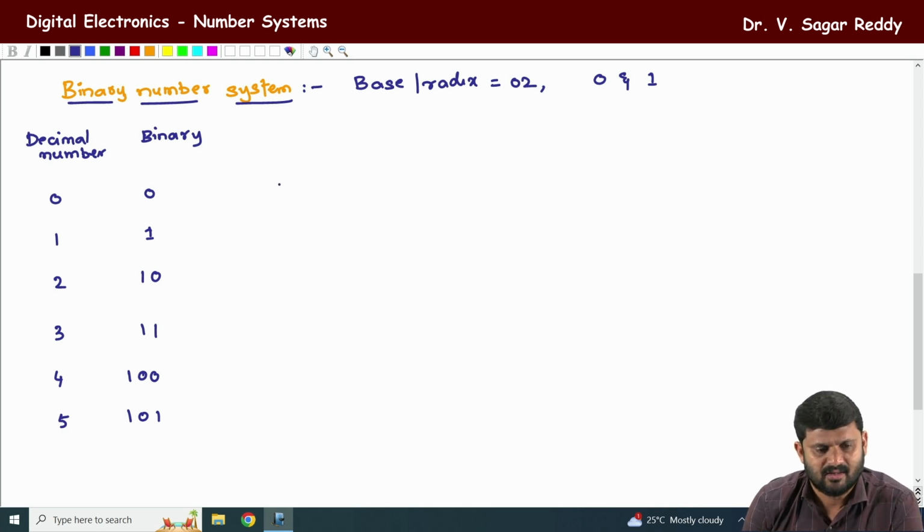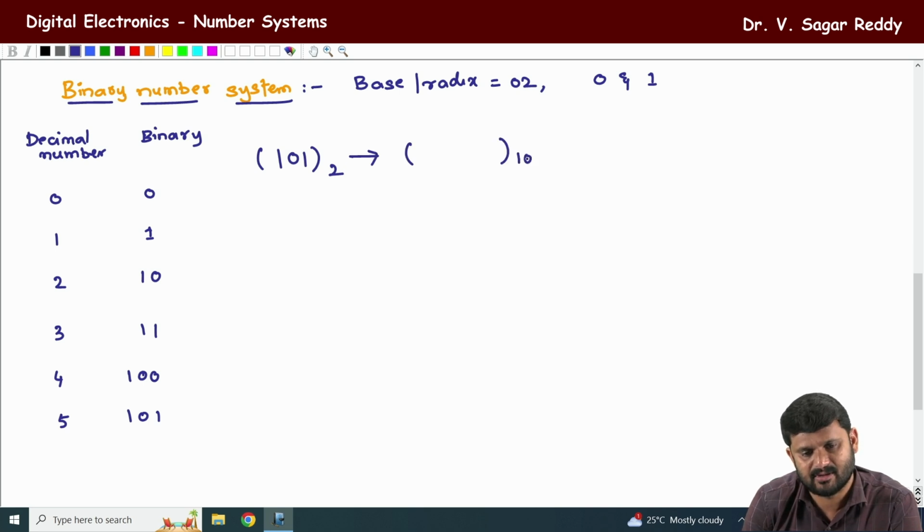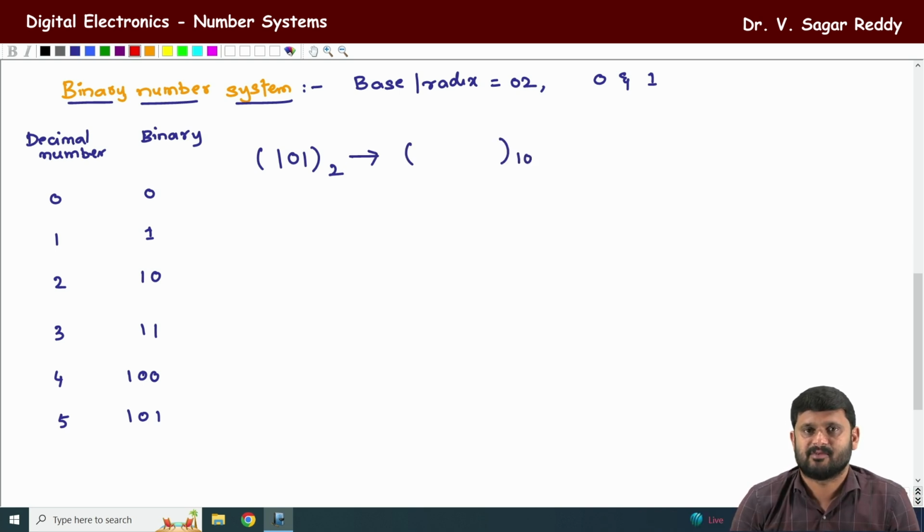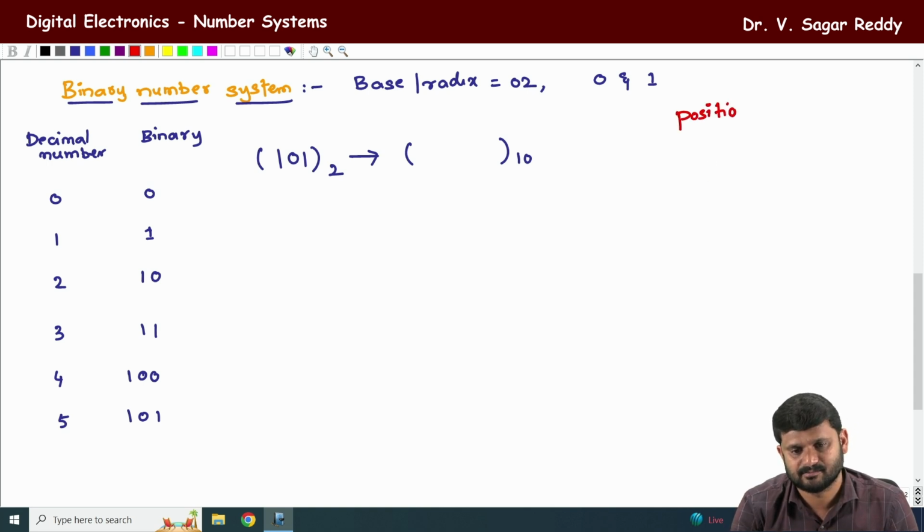Now I have a number, for example, I'll take 101. This is my binary number. I want to convert this binary number into a decimal number. All these number systems discussed, binary, hexadecimal, decimal and octal, are positional weighted number systems.